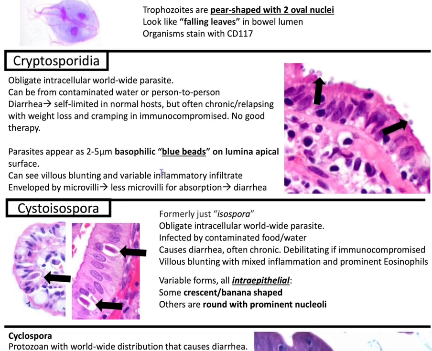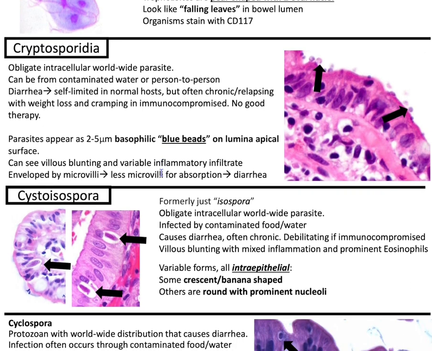Cryptosporidia, this is an obligate intracellular worldwide parasite. It can be acquired from contaminated water or person to person. Diarrhea is a symptom that's self-limited in normal hosts, but often chronic and relapsing with weight loss and cramping in the immunocompromised. There's no really good therapy. Histologically, the parasites appear as 2 to 5 micrometer basophilic blue beads on the luminal apical surface.